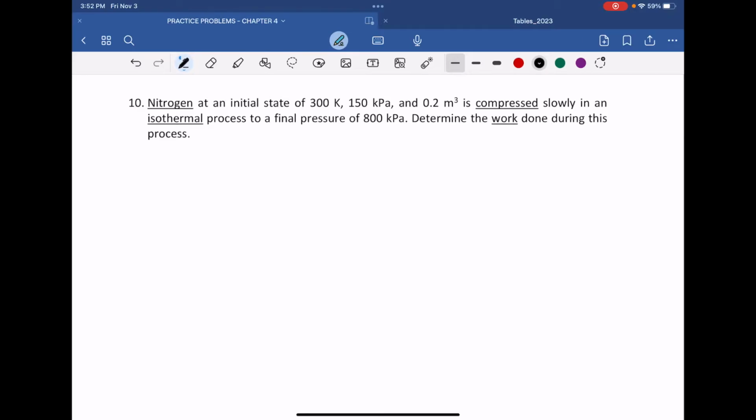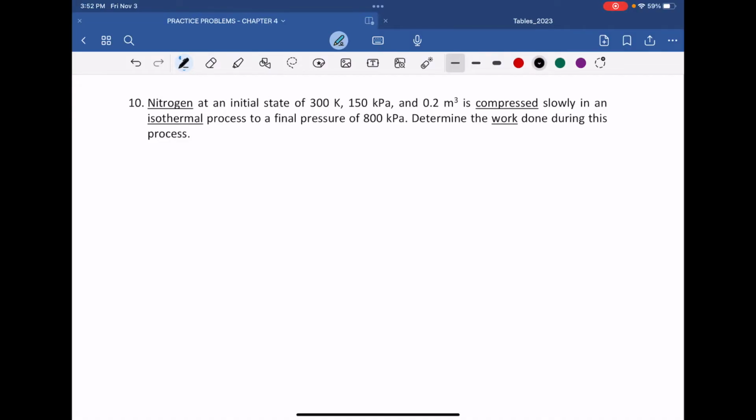Nitrogen at an initial state of 300 Kelvin, 150 kilopascal, and 0.2 meter cubed is compressed with an isothermal process to a final pressure of 800. Determine the work done during this process. So this seems like a simple example, like we did before many times, where we just need to calculate the boundary work. There's a piston cylinder device and an ideal gas. We need to use ideal gas equations.